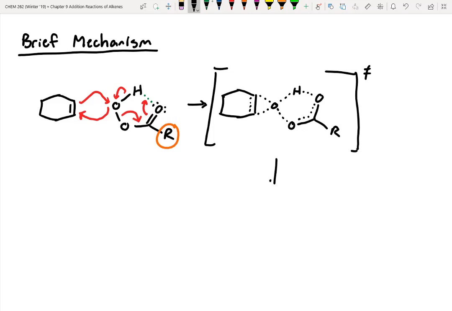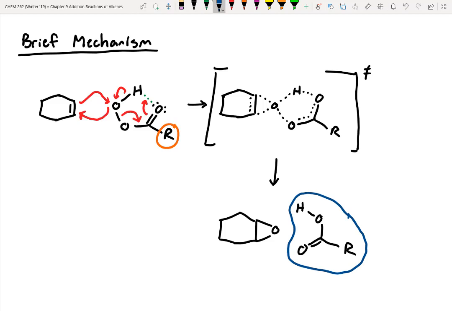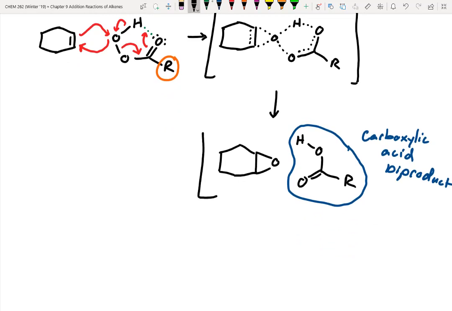All right, in the next step though, what's going to happen is we're going to be left with a 3-membered ring to oxygen. And then up here, we're going to be left with this oxygen down here having a double bond. And the R group is still hanging out. What new functional group did we make on the right-hand side? Carboxylic acid. This is our byproduct. Really, the thing that we care about the most, though, is this weird-looking 3-membered ring. This is called an epoxide.